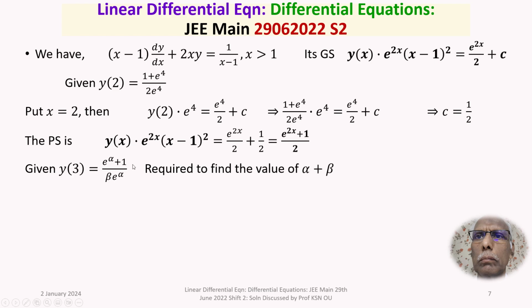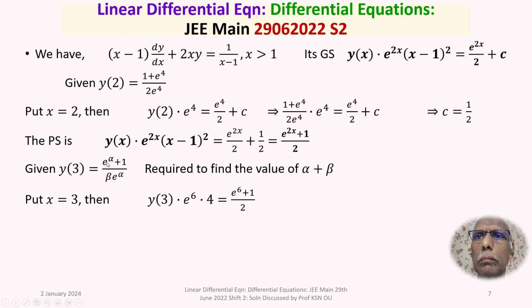Now we are given the value of y when x is equal to 3 as (e power alpha plus 1) by (beta e to the power of alpha), and we are required to find the value of alpha plus beta. So in the above particular solution, substitute x is equal to 3. Then you will get y of 3 into e power 2 into 3, that is 6, into (3 minus 1) whole square, that is 4, equal to (e to the power of 2 into 3, that is 6, plus 1) by 2.